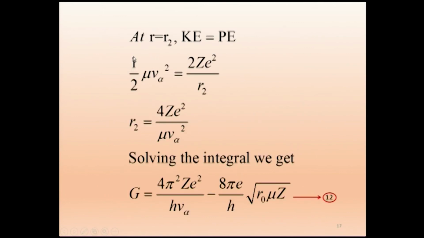So at r equal to r2, again kinetic energy is equal to potential energy. This kinetic energy we have been writing as E, but you can expand that in terms of mass into velocity squared. Here, because we are talking about the reduced mass, mu V alpha squared equals 2Z squared by R2. Therefore, I will know what that R2 value is. So R2 I have to just rewrite, I will be getting this R2. Why are we doing this?